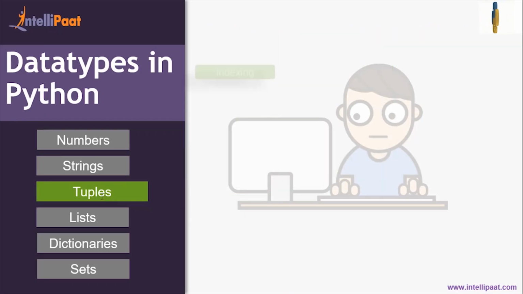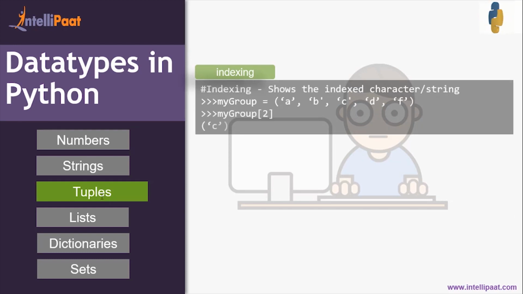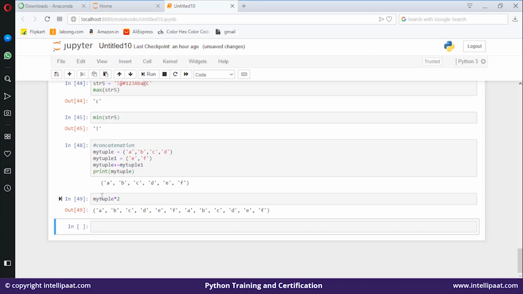Next function that we need to perform is indexing. Indexing shows the index position of a character or a string within the group or within the tuple. For example, I want to find what character is present at the index number 1.